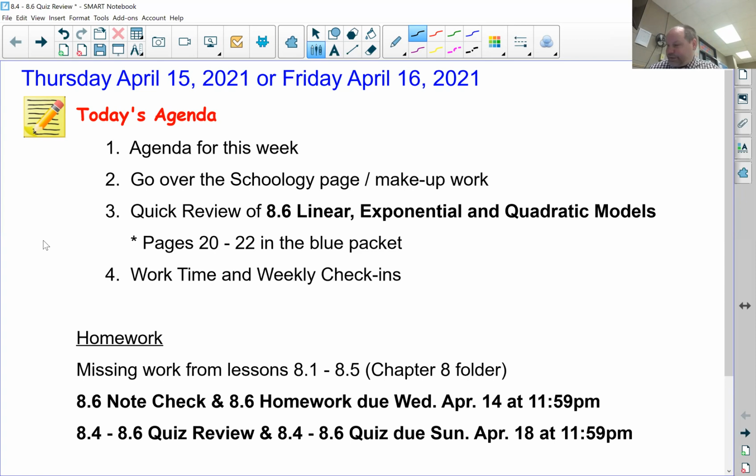If you haven't, and then the quiz today is on 8.4 to 8.6. And we'll take a look at that here in a moment. So we're going to review a little bit from what we did on Monday with linear, exponential, and quadratic models. Before we do that, we do have a little bit of a different schedule next week.